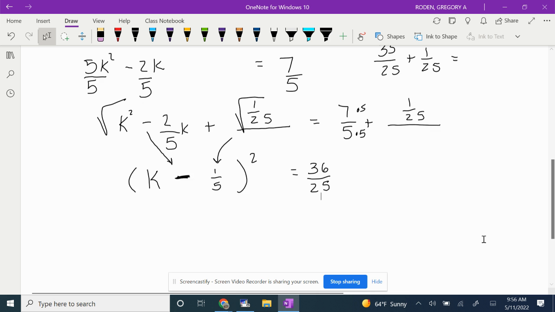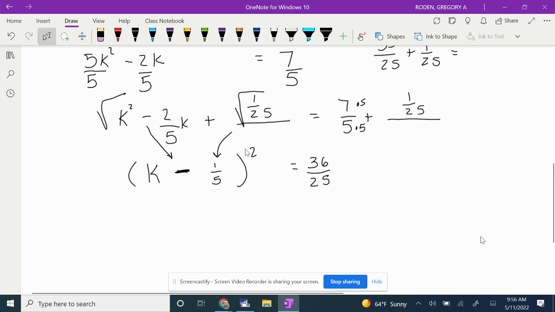Okay, now I'm going to keep going here. I want to get rid of this big power of 2. How do I get rid of this entire power of 2? Big square root on both sides. Big square root on both sides.